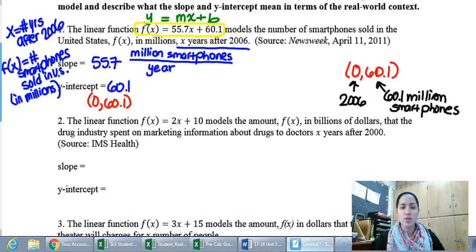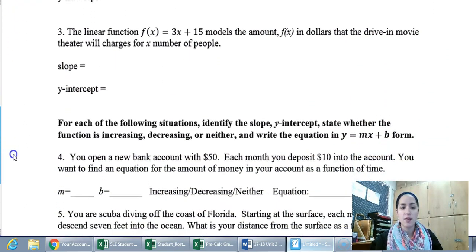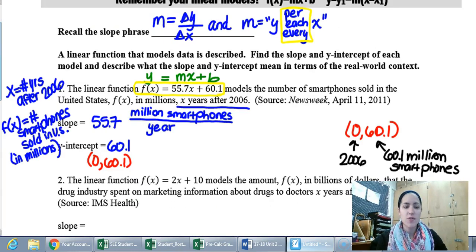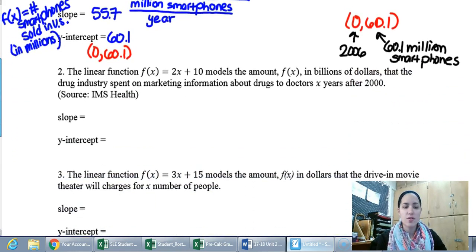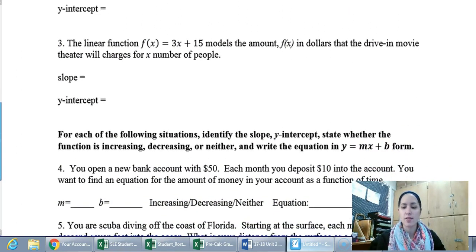I'm going to leave number 2 for our next class, and number 3 also, and I'm going to pause this real quick. And I'm back. Sorry for the interruption. So we just finished number 1. Numbers 2 and 3 will be part of the bell ringer for our next class.